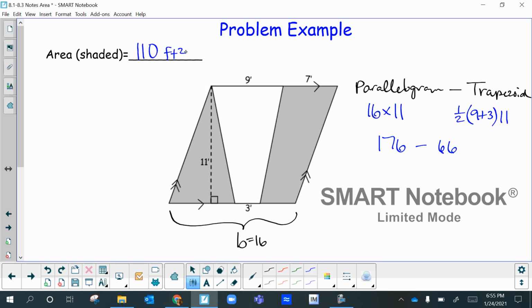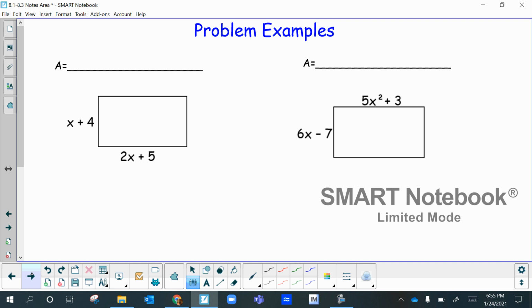And there we go. So that's finding the area of the shaded region. You'll have some like this on your homework. All right, let's try a little bit different type of problem, a little bit of algebra. It says, what is the area of this figure here? I should have put a right angle here and said that these were rectangles. Okay, these are both going to be rectangles.